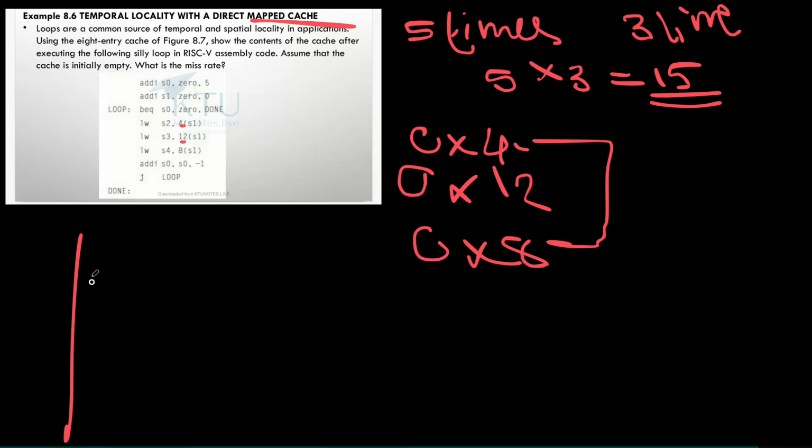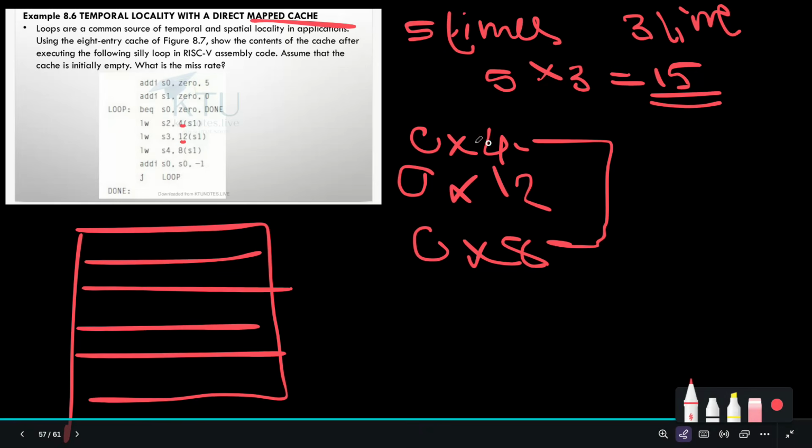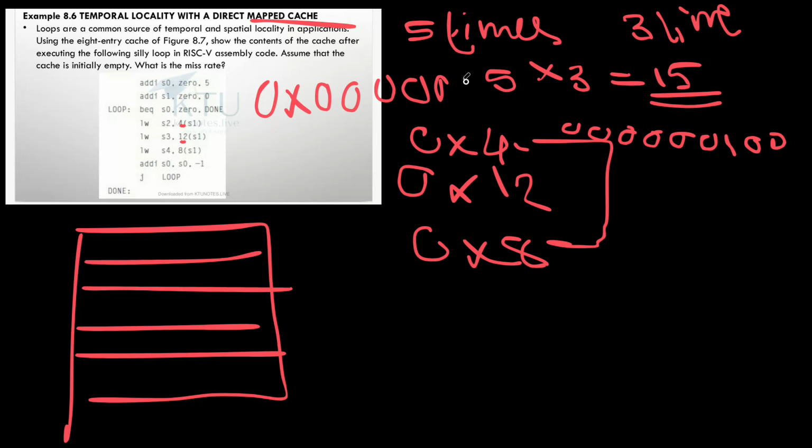So if I am drawing the cache, let's say this is my cache, some cache like this. And 0x4 means what? 0x4's binary form would be 0 0 0 0 1, then the rest of the 32 bits is there, right? So you're going to put 0 0, because 0x4 means 0x00000004. That is what it means, right? So each of the 4 bits you have to represent.